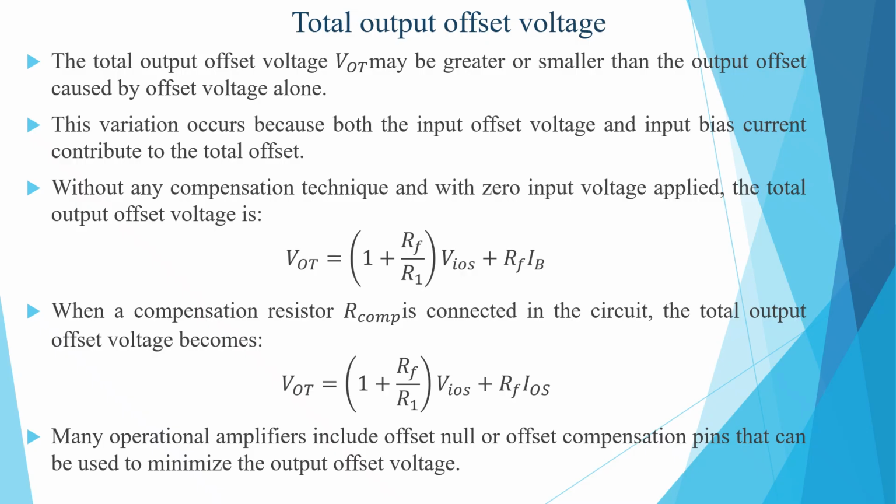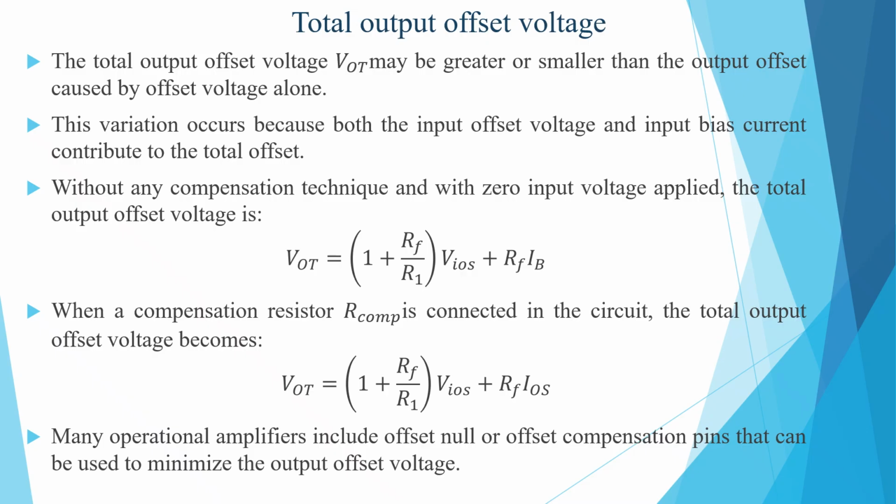Next is total output offset voltage. In practical op-amps, the output is not exactly 0 even when the input voltage is 0. This unwanted output is called output offset voltage. The total offset at the output depends mainly on two factors: input offset voltage VIOS and input bias current IB. Without compensation, both these effects contribute to the output offset voltage. So, VOT equal to 1 plus Rf by R1 into VIOS plus Rf into IB.